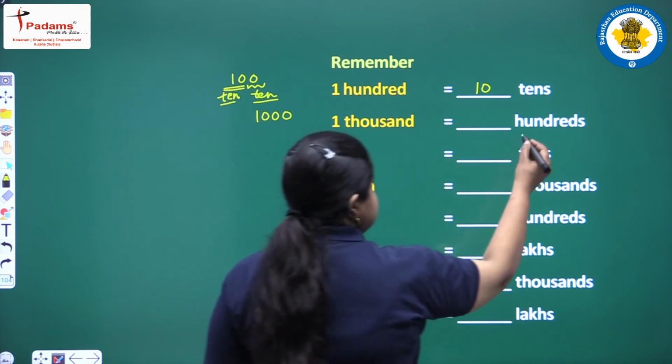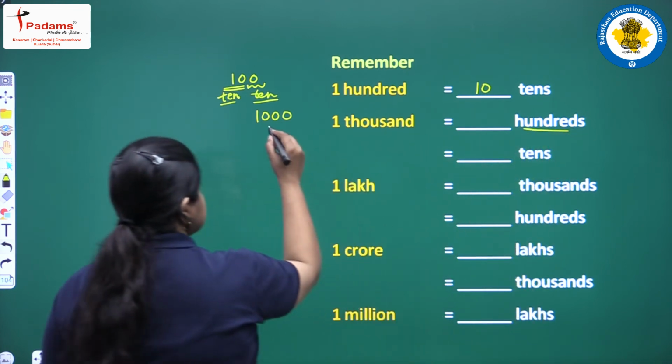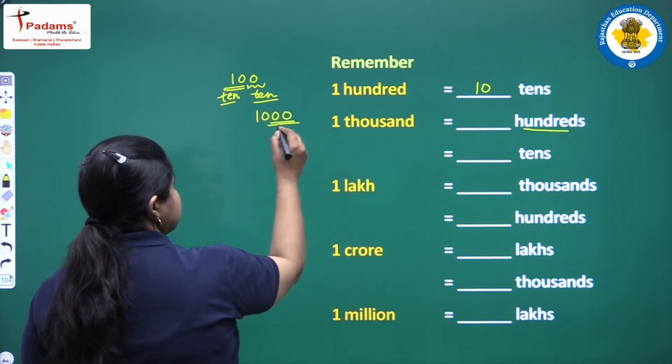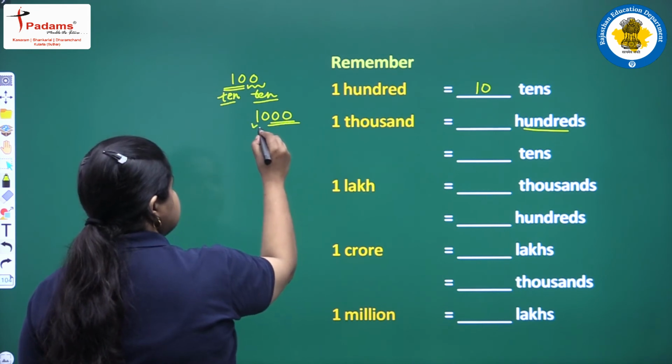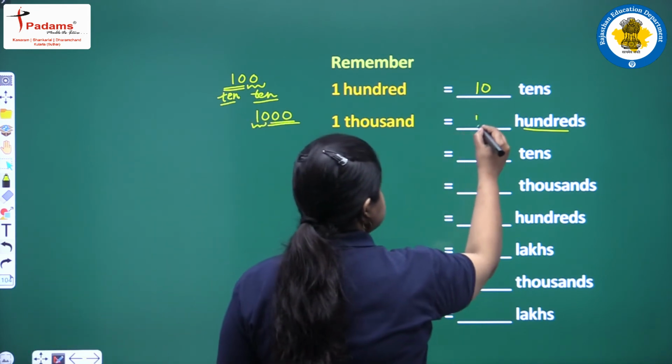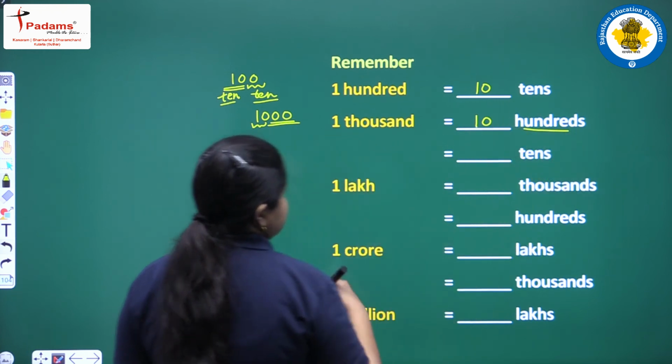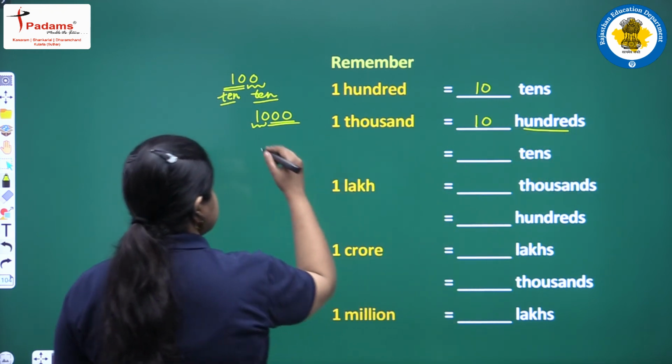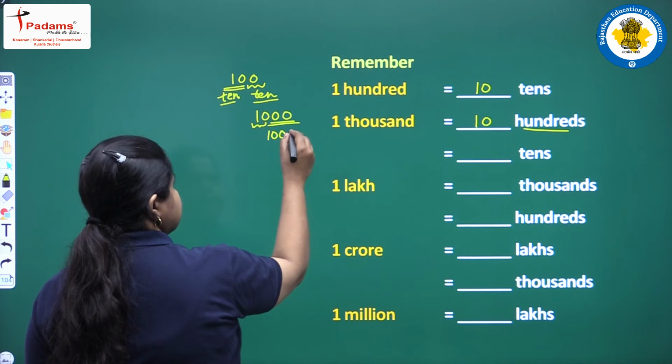Now we need to write it in terms of hundreds. A 100 has 2 zeros. So this is 100. What is left now? A 10. So this means 10 hundreds. Again, how many tens? Let us write 1000 once again.